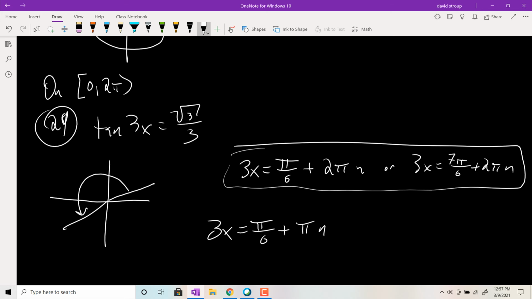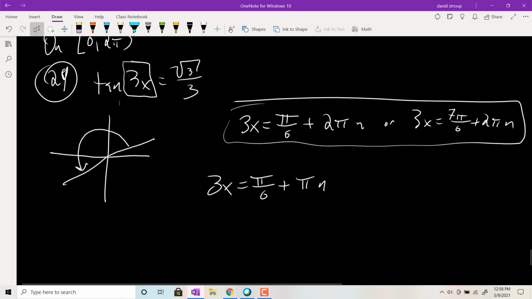Okay, so anyways, when you're on 0 to 2 pi and you have one of these multiple angle things, you still have to give the infinite solution cases, because when you multiply by 3, it's going to make the angle smaller. So you're going to get more solutions in between 0 and 2 pi than you normally would.